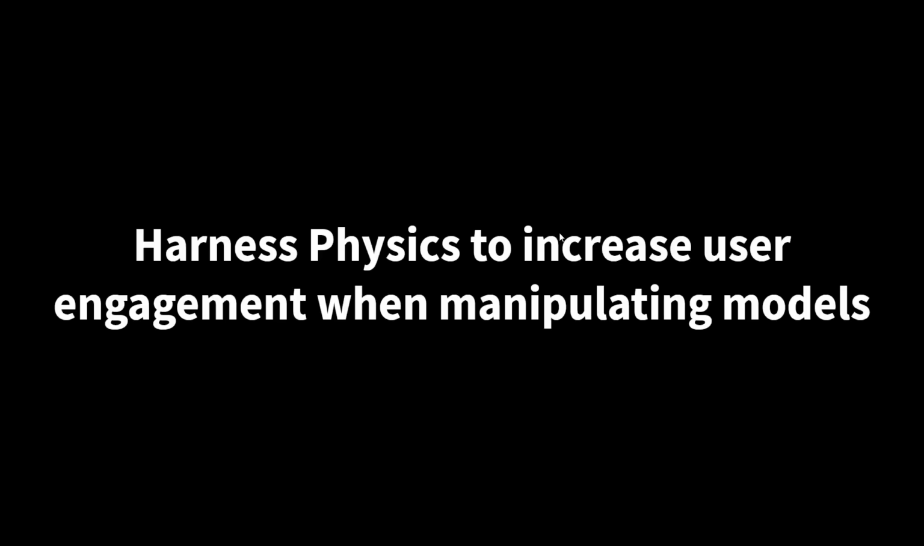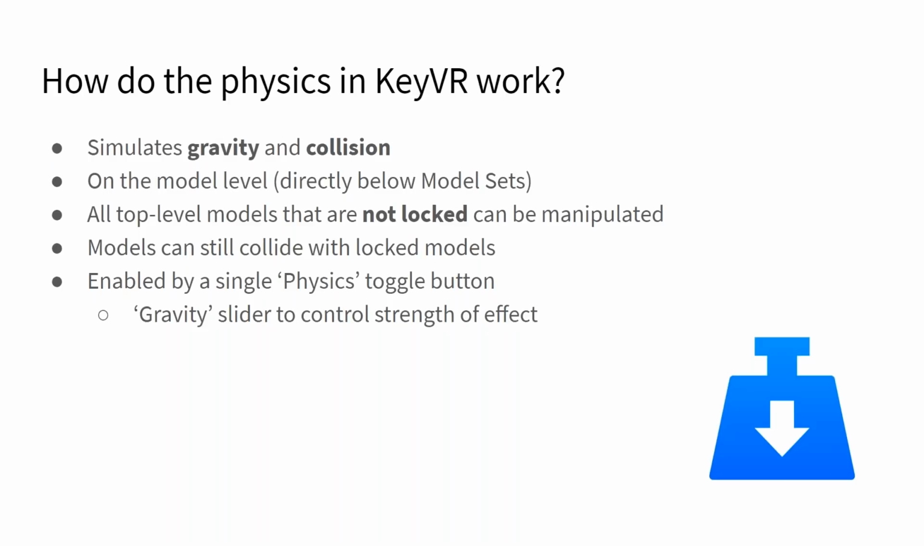Then, physics. How you can use physics to increase the user engagement when juggling around with models. So how do the physics in KeyVR work? We do not have a full-blown motion simulation. What we do have is something that simulates gravity and collision between objects. So it operates on a model level, which means that every separate model in your scene tree contained in a model set will be able to interact with other models. And that applies to all models that are not locked, but again, I will show this later. So the control is very easy. There's just a single physics button, and there's a gravity slider to control the strength of the effect.